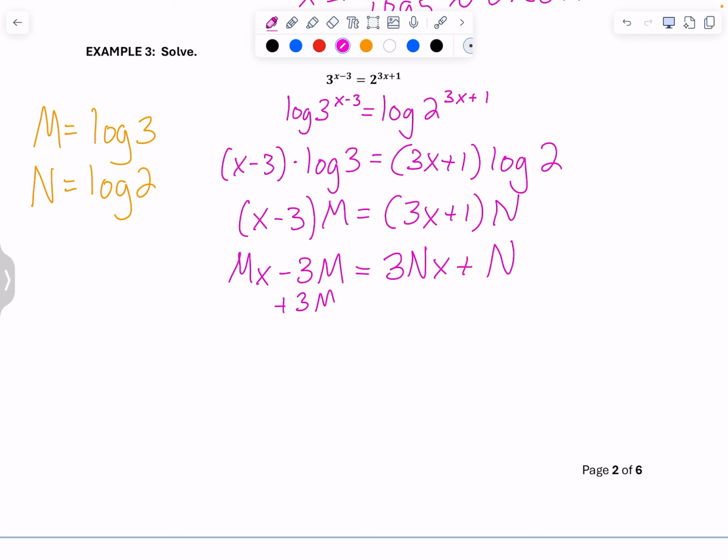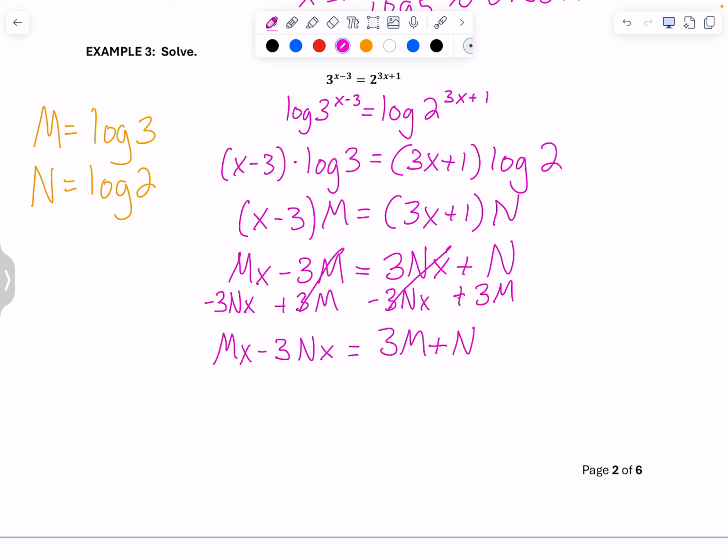So I'm going to add 3m to both sides. Oh, I should put that over there. Plus 3m. And then I want to move this negative 3nx to the other side. Okay, so that's gone. That's gone. Okay, so I get mx minus 3nx equals 3m plus n. All we did in that step, get all x's on one side, everything without an x goes on the other.